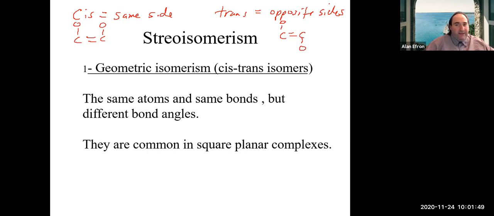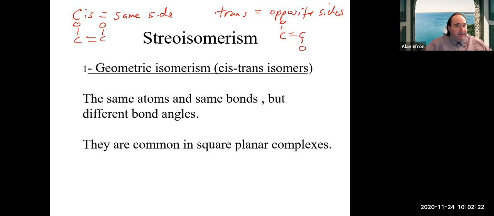In coordination isomers, what we're looking at is coordination compounds. We're looking at same side or opposite sides, usually of the plane of the molecule. Is it above or below the plane? Do those groups sit on the same side of the plane in three-dimensional space? Geometric isomers have the same atoms and same bonds, but they end up with different bond angles. They are common in square planar complexes.